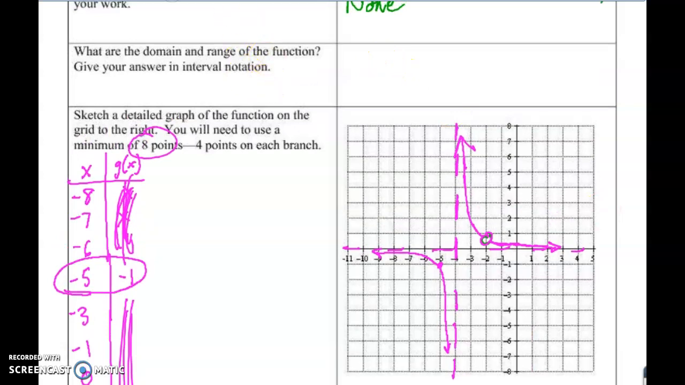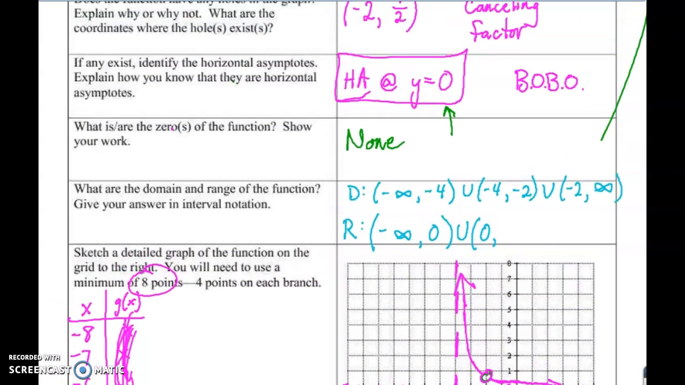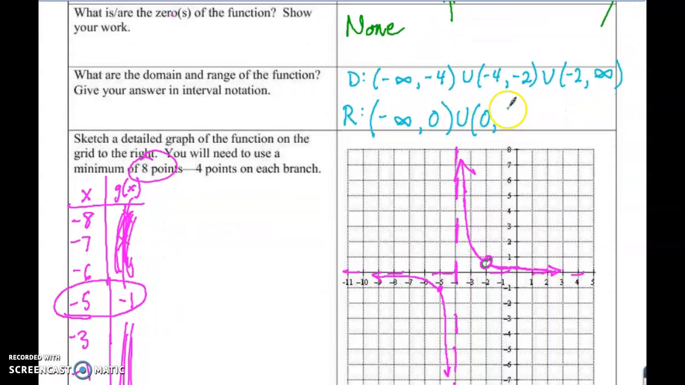So let me change colors and give you the domain. Those are your x values. From negative infinity, the first value where it's undefined is -4. That's your vertical asymptote, until you get to -2, your hole. And then it's defined from -2 to infinity. Whereas for your range, we're looking at the horizontal asymptote from the bottom to the top. We also need to identify the y-coordinate of the hole, which we found out earlier to be 1/2. So from negative infinity to 0, then 0 to 1/2, and then 1/2 to infinity.